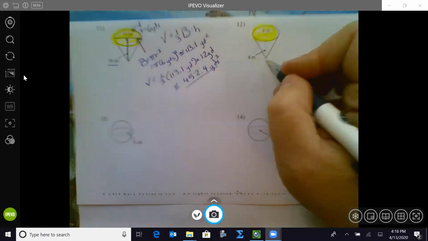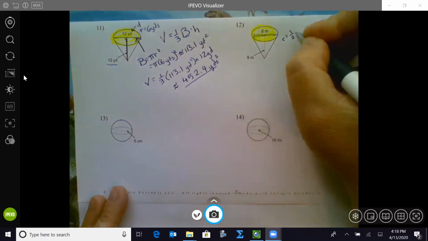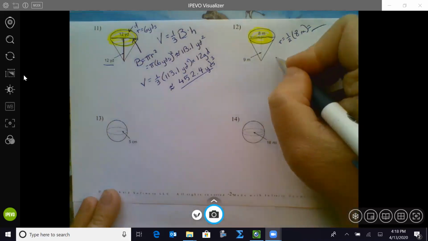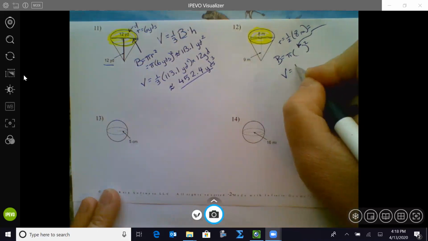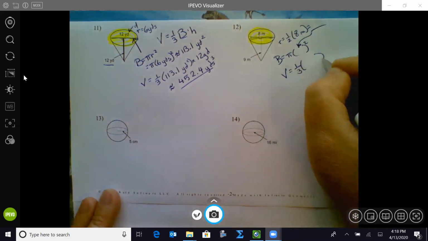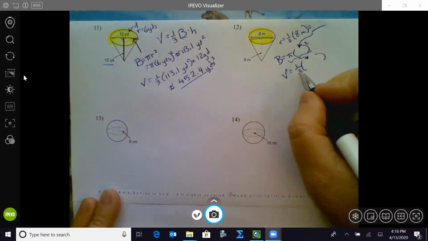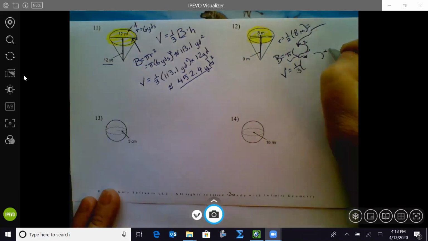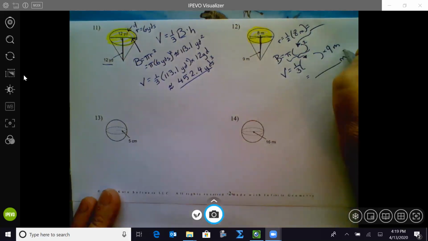All right, same thing over here. This 8 meters is a diameter, so the radius is going to be 1/2 of 8 meters. So you'll have to figure out what that is. Then you'll have to get the base, which is pi times the radius squared. And then you'll have to take the volume, which will be whatever you calculated for the base, 1/3 of that, times the height of the cone, which is 9 meters, which will give you some number of cubic meters.